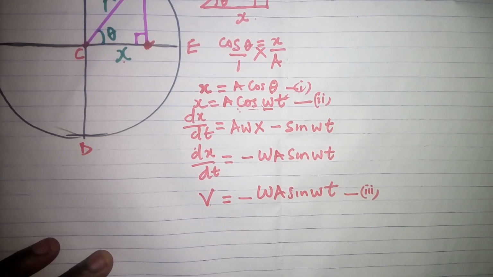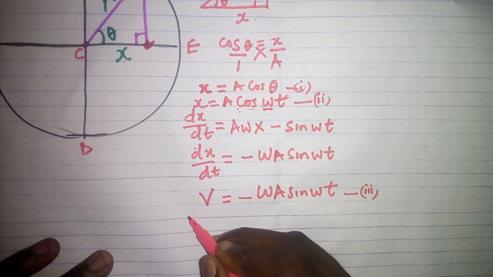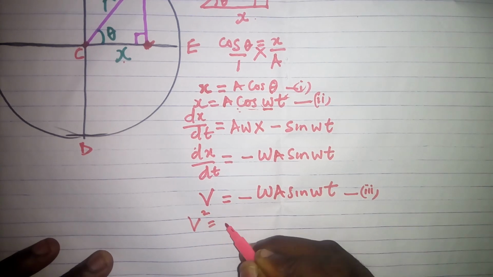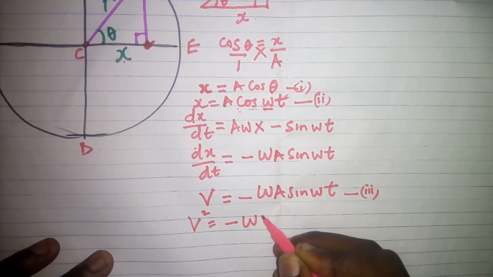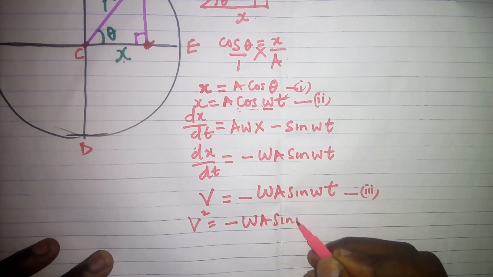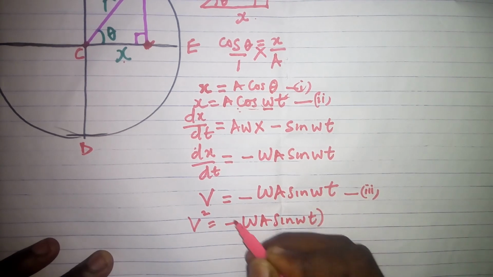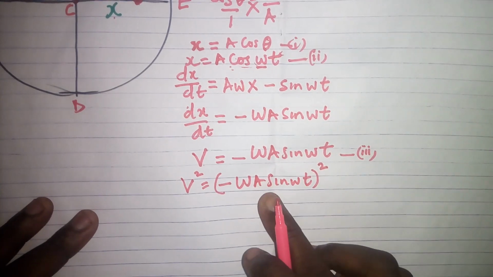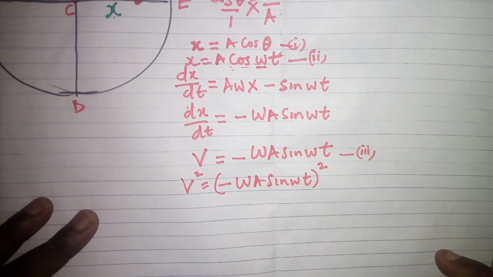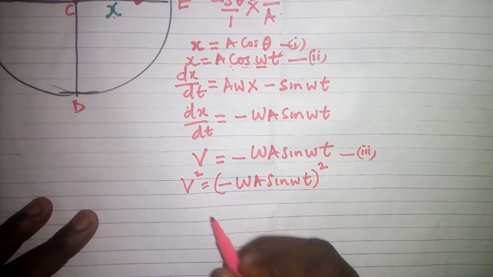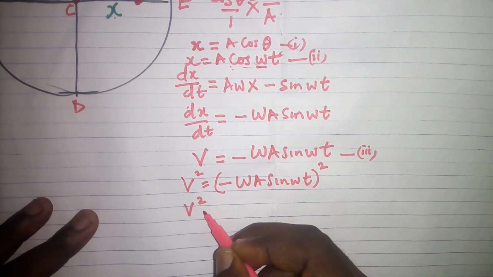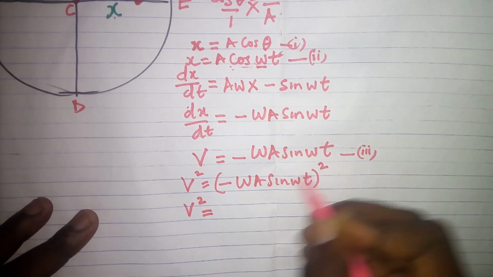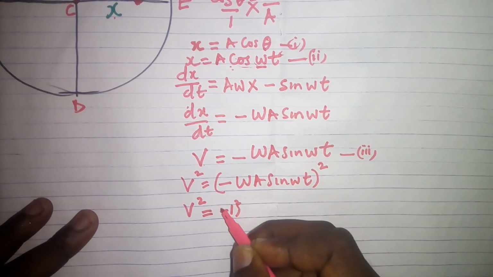And I can decide to square both sides. So I now have v squared equals minus omega a sine omega t, everything raised to power 2. And of course, if you have everything raised to power 2, you can now have it as, let's say, v squared is now equal to minus 1 squared.